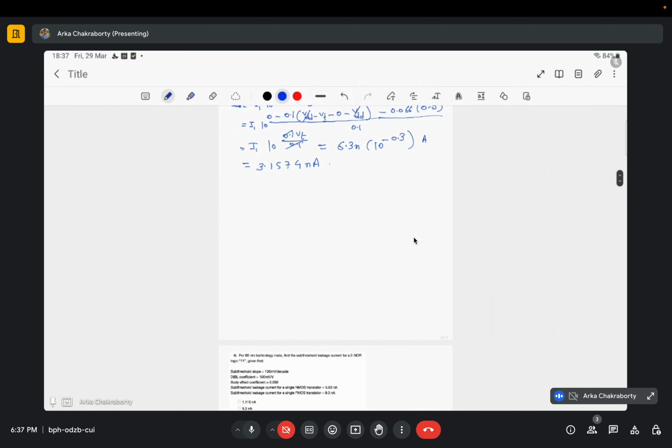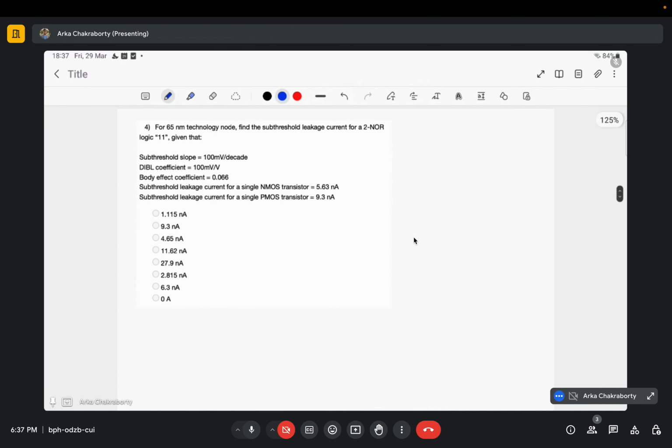Then let's move to the next question. Question number 4. It has been asked that for 65 nanometer technology node, find the subthreshold leakage current for a 2-input NOR logic with input 1 1, given that subthreshold slope, DIBL coefficient, body effect coefficient, and subthreshold leakage current for single NMOS and single PMOS transistors are given. So this is my S, this is my eta, this is my K gamma, whatever you call it. This is I subthreshold for NMOS, this is I subthreshold for PMOS.